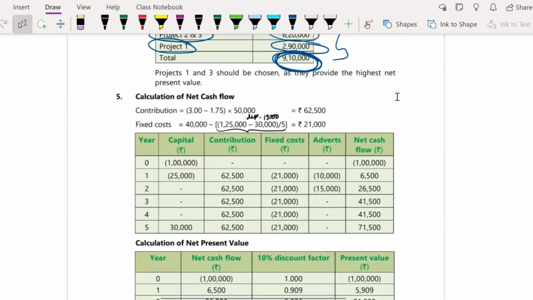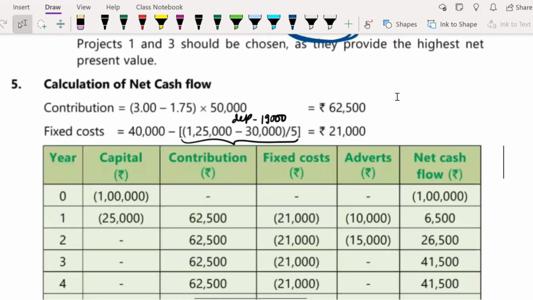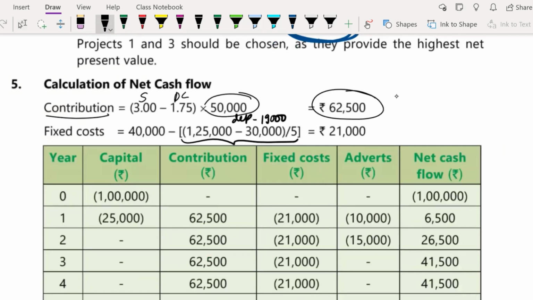Okay, I think everybody who had to join in has joined in. So now let's start with the answer of question number 5. Here we found the contribution. It was sale price minus direct cost, and you multiply your contribution by the number of units, 50,000 units. Your contribution is 62,500.